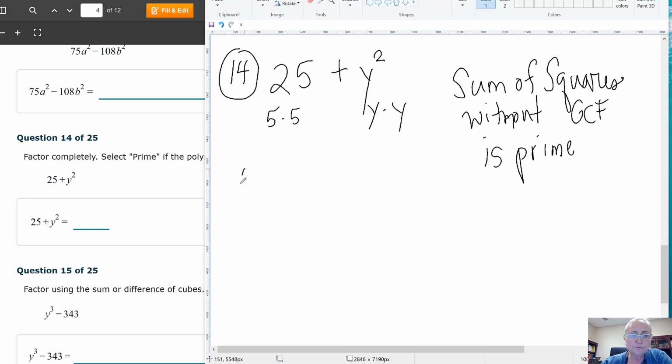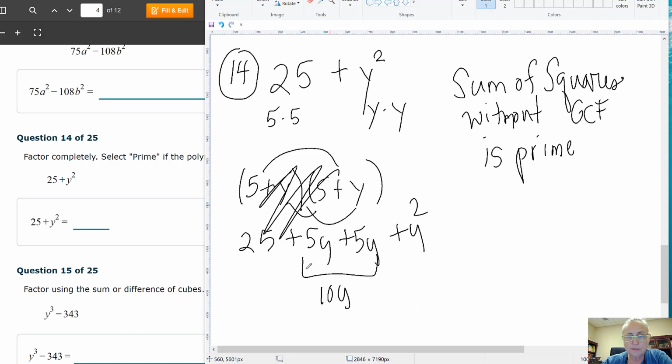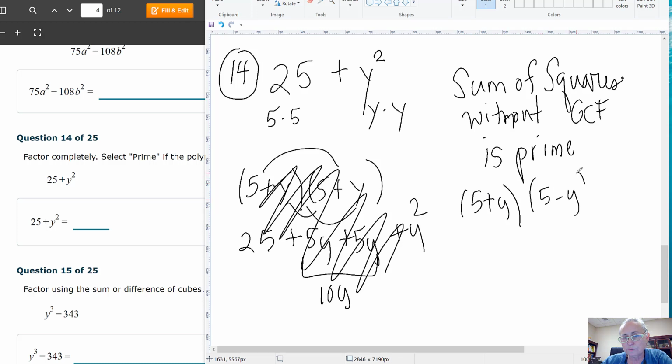Okay? And the reason for that is, look, if I do 5 plus y and 5 plus y, I get 25, that's good, plus 5y, plus 5y, plus y squared. And look, I've got a 10y here in the middle. There's no 10y up here. So that can't be it. If I alternate them, 5 plus y, 5 minus y, well, that's going to be the difference of squares. That's going to come out to 25 minus y squared.